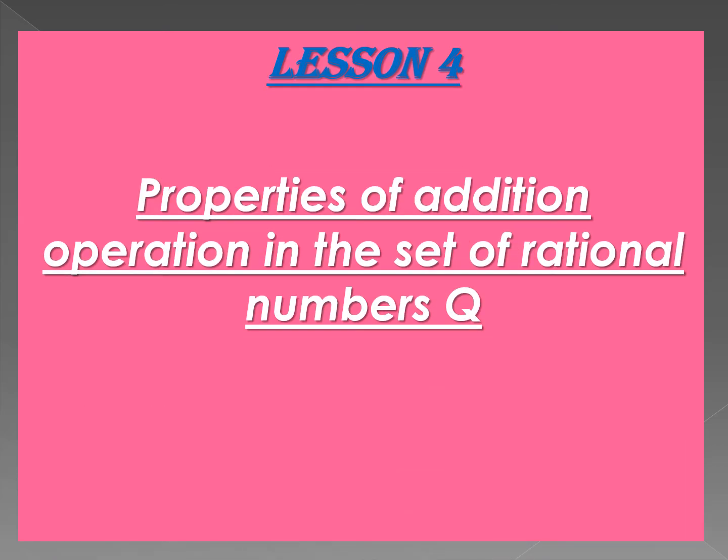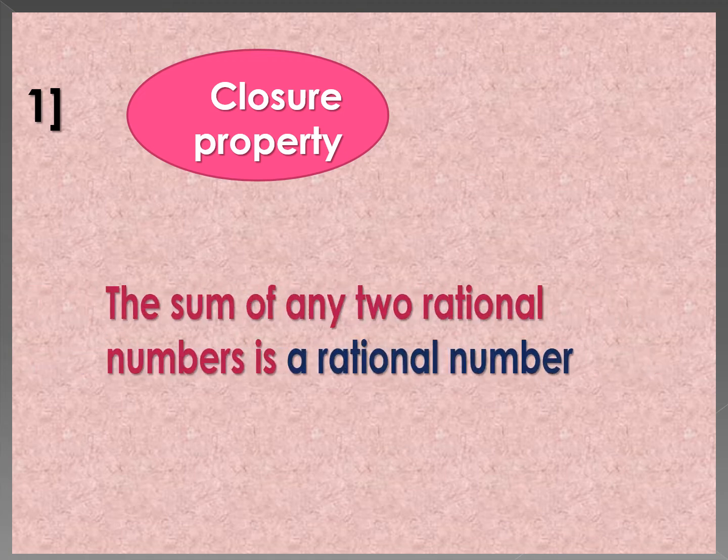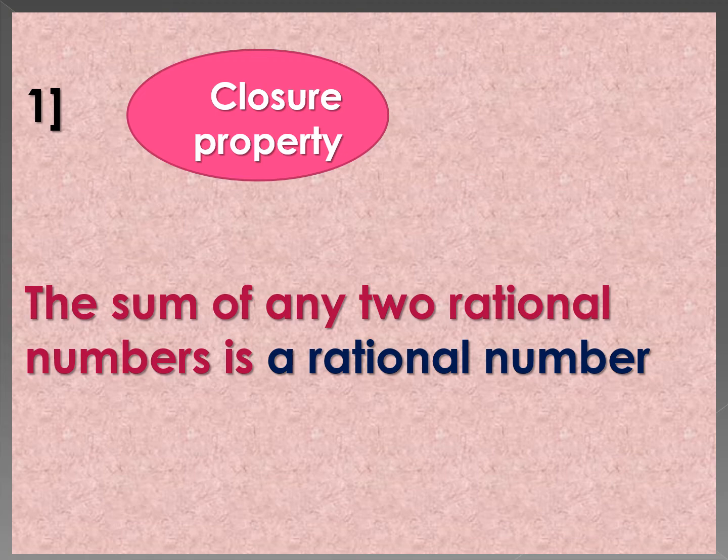Now let's have lesson 4, properties of addition operation in the set of rational numbers Q. First property is called the closure property. For example, the sum of any two rational numbers is also a rational number.